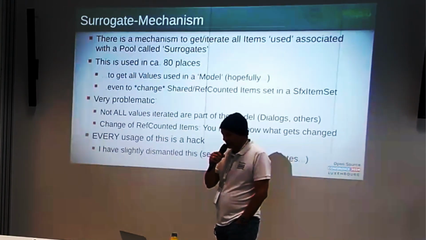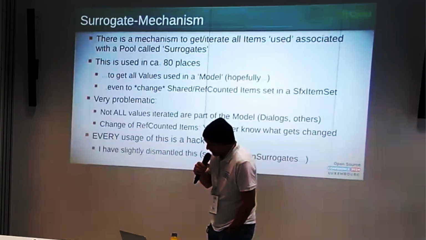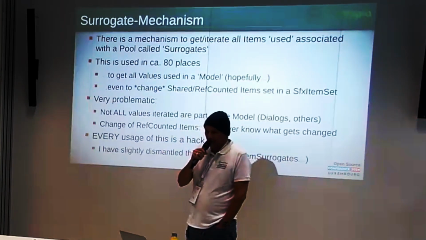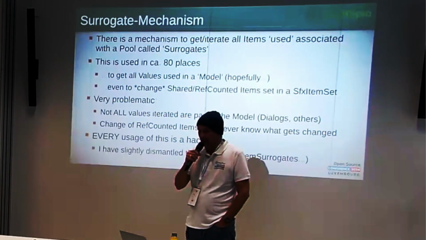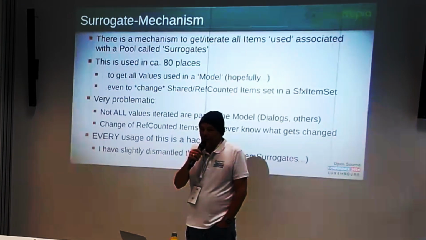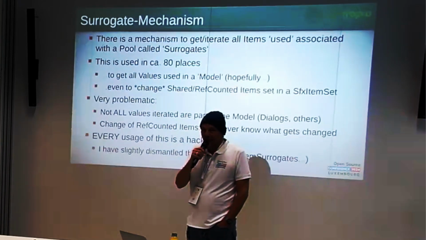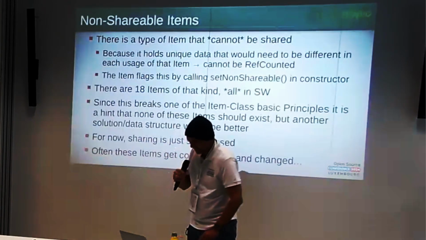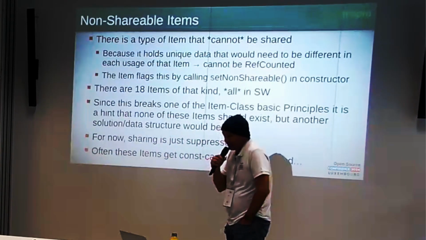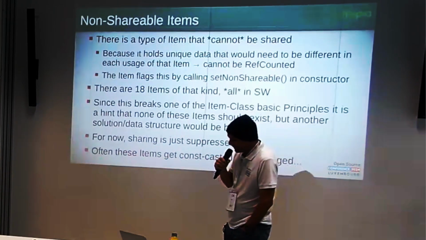And this is offered by this method, but not all places in the Office are changed to do that, and there are still calls to the surrogate mechanism, which does constcast and changes items. And it's hard to prevent people from adding more places using that shit. And we have non-shareable items, also bad stuff.